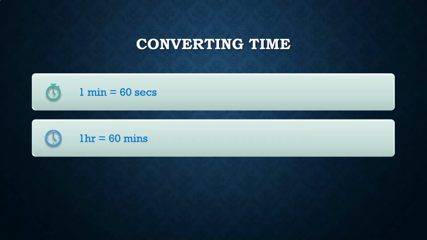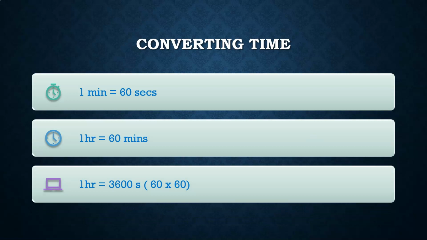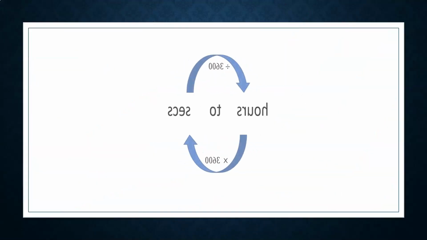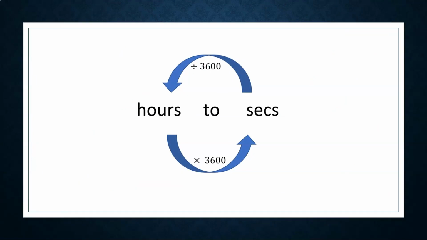And the same again for hours to minutes and hours to seconds. Remembering, there's 3,600 seconds in an hour, and that's 60 times 60, because you've got 60 minutes, 60 seconds. So if you want to go from hours to seconds, you multiply by 3,600. And if you want to move from seconds to hours, you divide by 3,600.